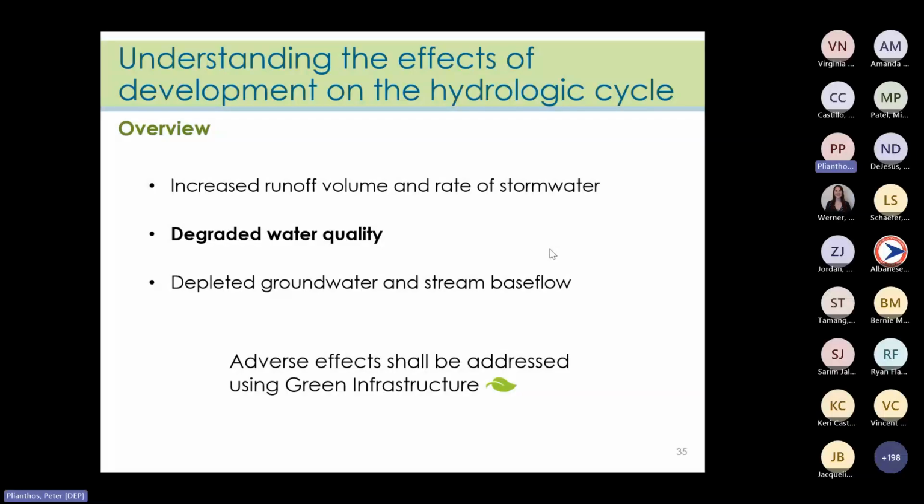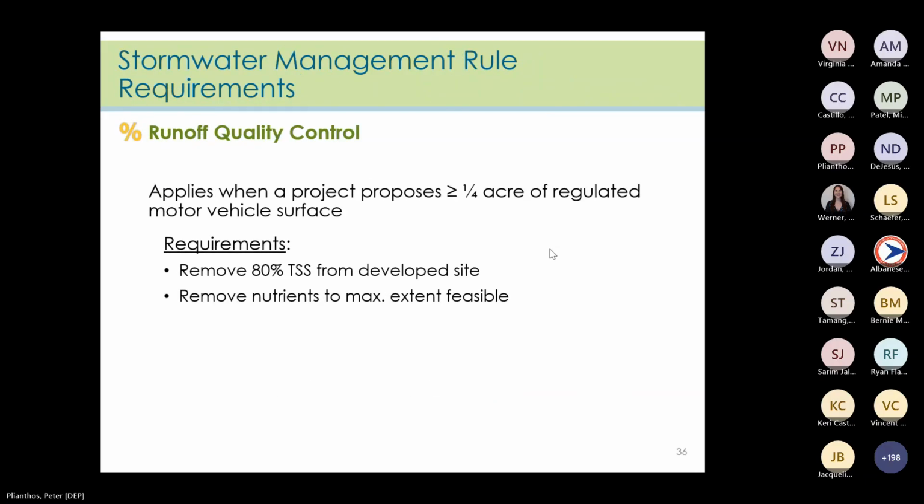Now we'll move on to the water quality standards in place. When a development proposes a quarter acre or more of regulated motor vehicle surface, stormwater management measures for water quality control are required. Why is that? Developed sites typically do not have the surface roughness to slow down runoff. This means there generally is not enough time for any pollutants to settle out, resulting in direct discharge to water bodies.